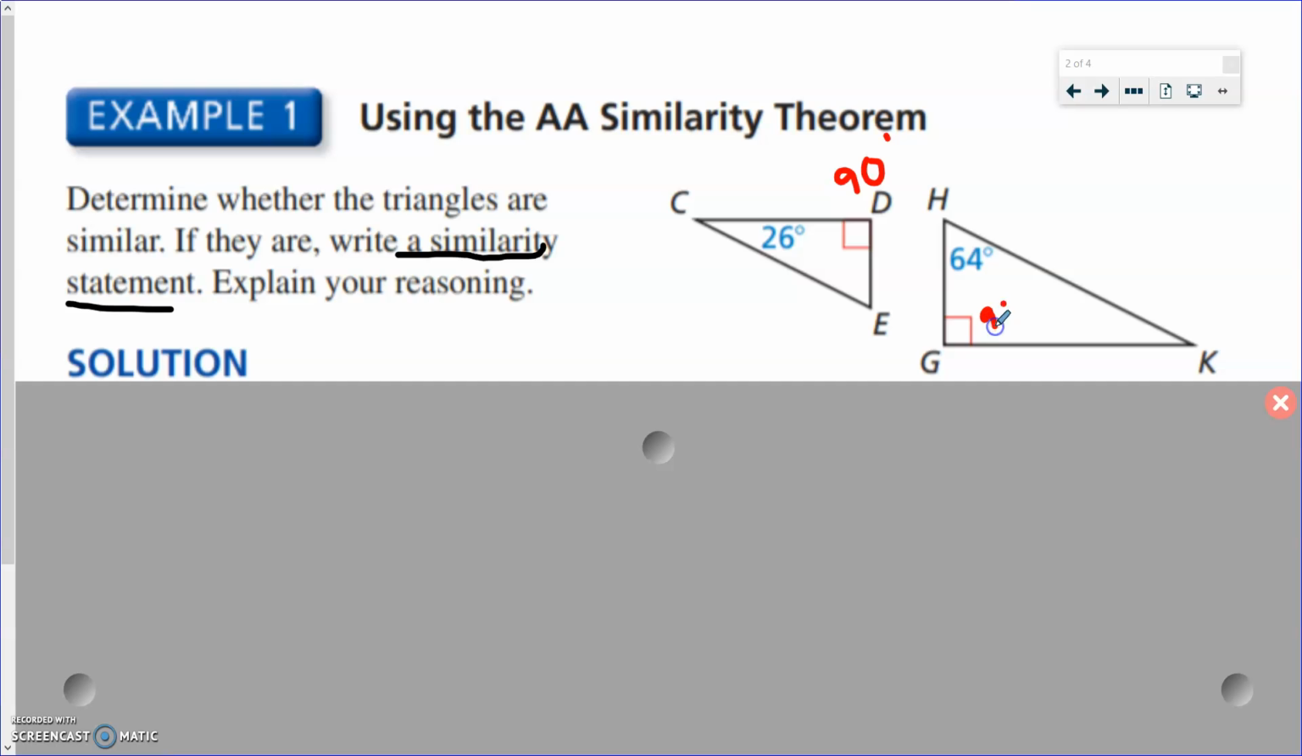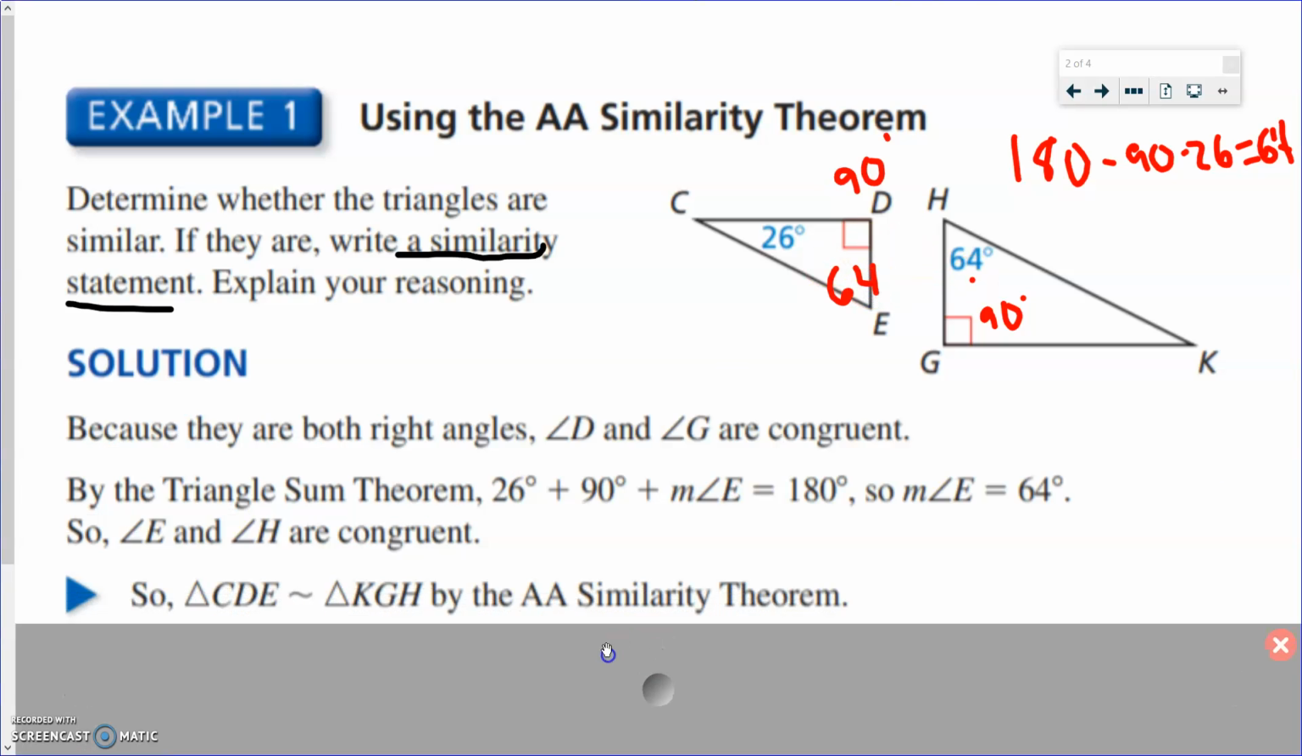This one's 90 degrees. One thing you do need to know is that the sum of all three angles of a triangle must equal 180. And so if we have 180 and we subtract 90 and we subtract 26, we can find our missing value of E. So 180 minus 90 gives us 90, minus 26 gives us 64. So we know that angle E is 64, and lo and behold, that's over here in our other triangle.